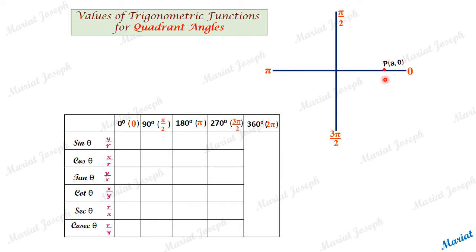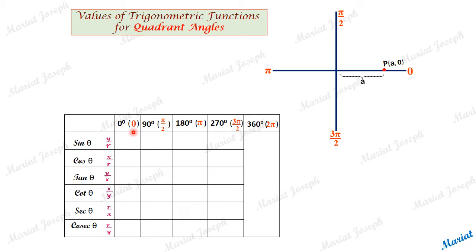Now, how far is this point from the origin? It is a units away. Therefore, the direct distance also is a. Here, the x coordinate is a, the y coordinate is 0, and the direct distance r is a. Use these three in these definitions.